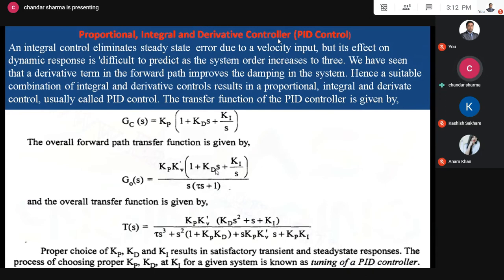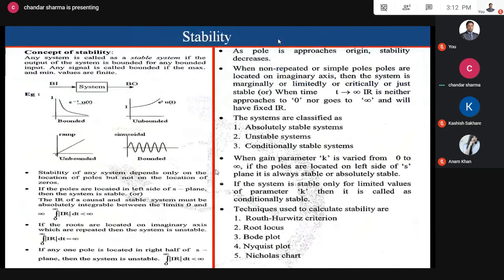So this is all about your controller. There are PD controllers, PI controllers, and PID controllers. Then we have to move to the stability of the system.